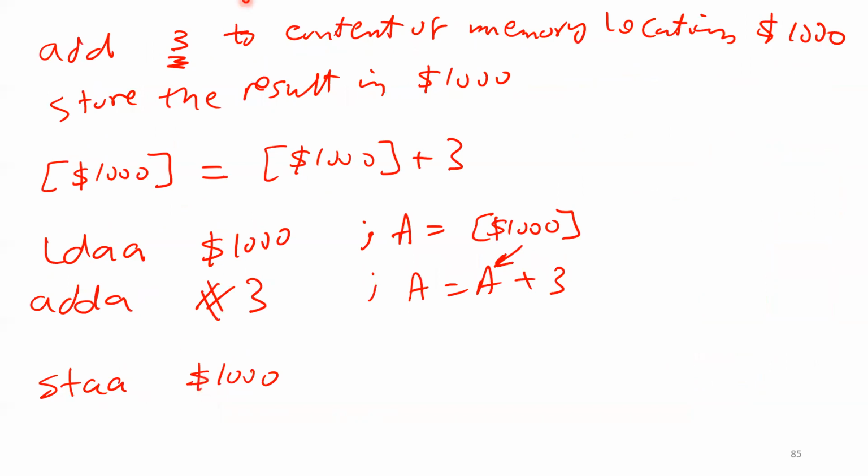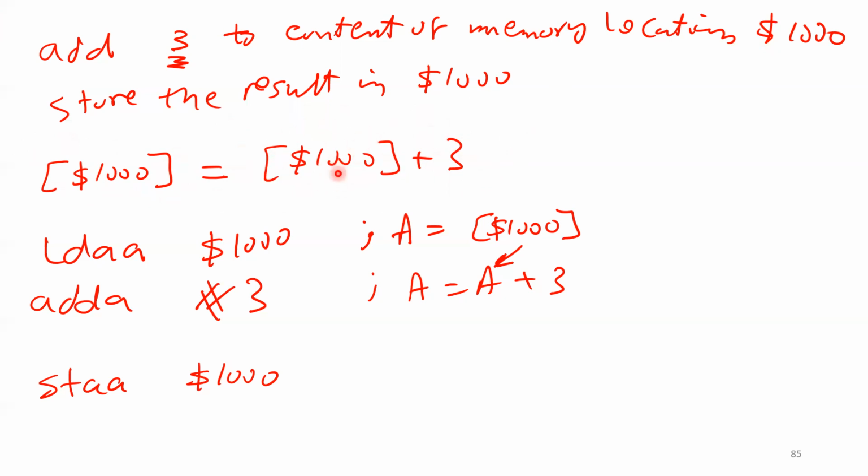Let's see more examples. I want to add number 3, not a memory location, an immediate value. I want to add number 3 to the memory location 1000, and I want to store the result at 1000. That means the content of 1000 plus 3, and I'm going to store it in 1000. So it means I want to add 3 to the content of 1000. Okay. So again, how can you do that? Do you have one instruction to add an immediate value to a memory location? No, we don't have this instruction.